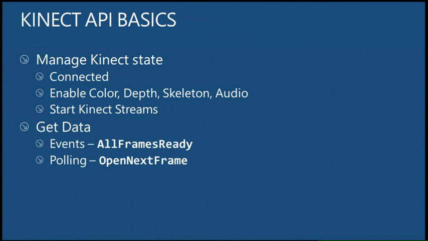OK, so let's start talking about the API. The first thing we're going to do is manage Kinect state. What that means is we can pull up how many Kinects are connected to our PC, and you can have up to 4 Kinects on one PC. Now, there are a couple of limitations here. One is if you're plugging in 4, you need 4 USB controllers. You need a USB controller per Kinect. So you can imagine having a big tower.